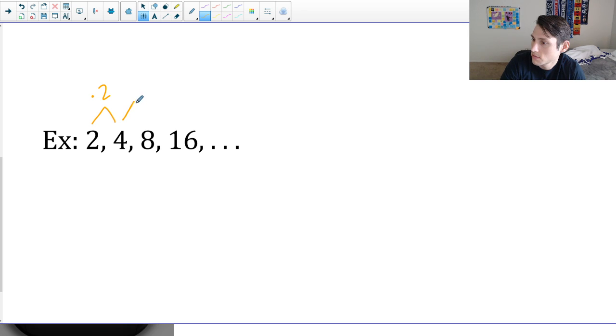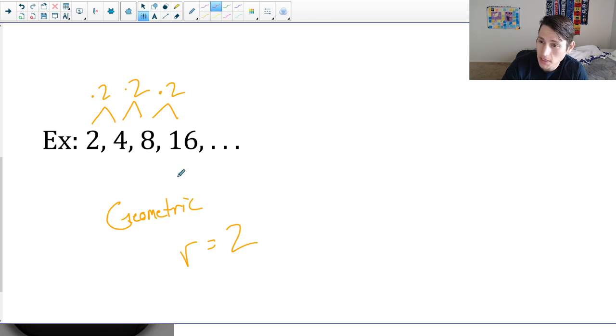All right, so hopefully we can see that these are all times 2. So this is a geometric sequence where the ratio is 2 because that's the thing that's being multiplied each time. Right? These are kind of obvious to see, but if you're ever in doubt about what the ratio is, then we can just work backwards and divide.